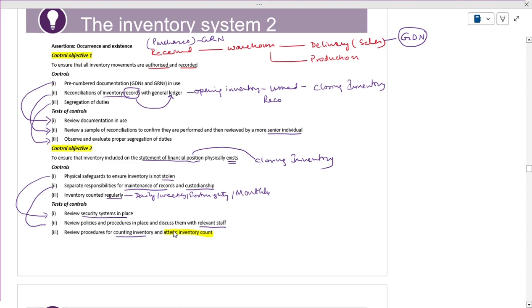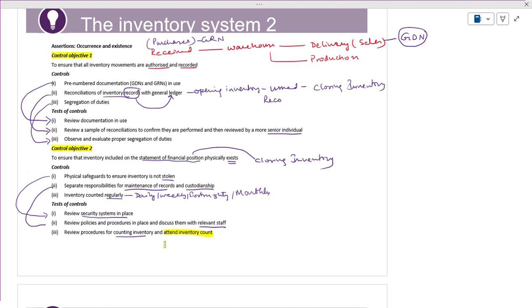Fine? They should attend the full process. Pardon? Will they attend the full process or just part of the process? Full process. For a sample, full process means what they have to take. See, before inventory count there will be instructions. You will have instructions before inventory count, during inventory count, and after inventory count.